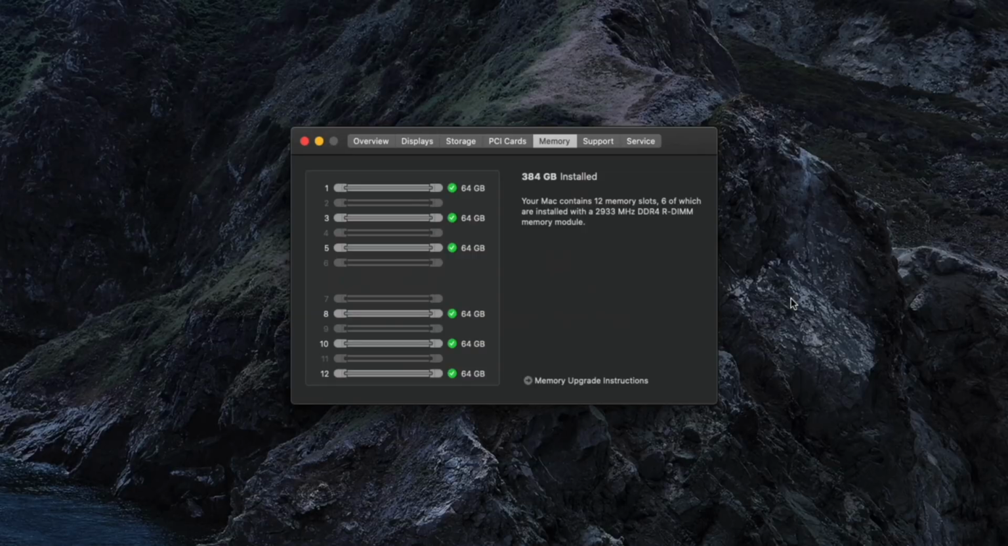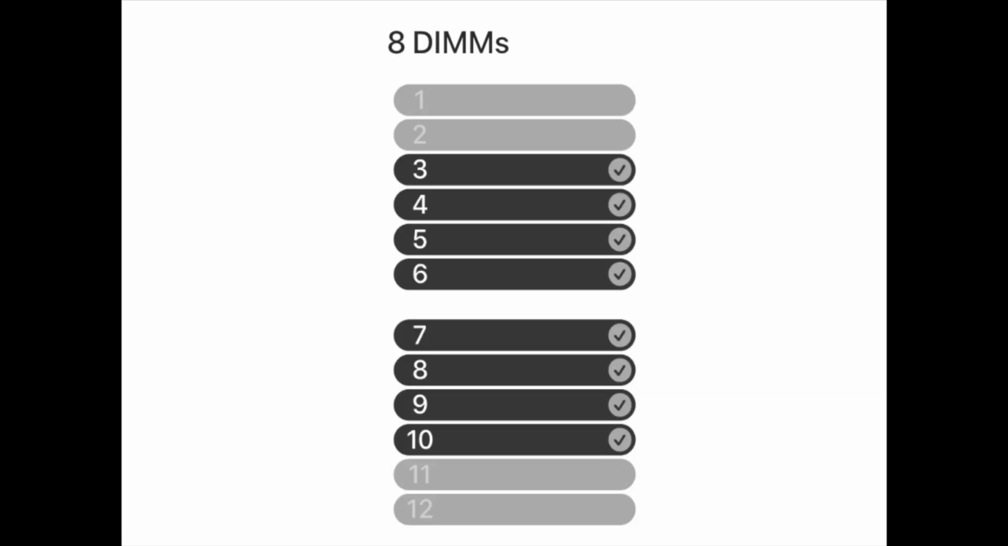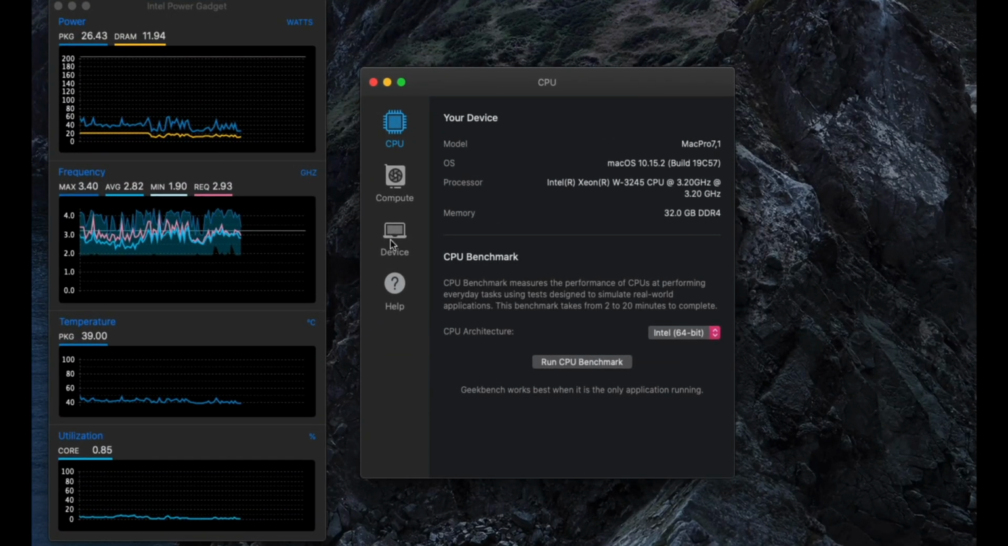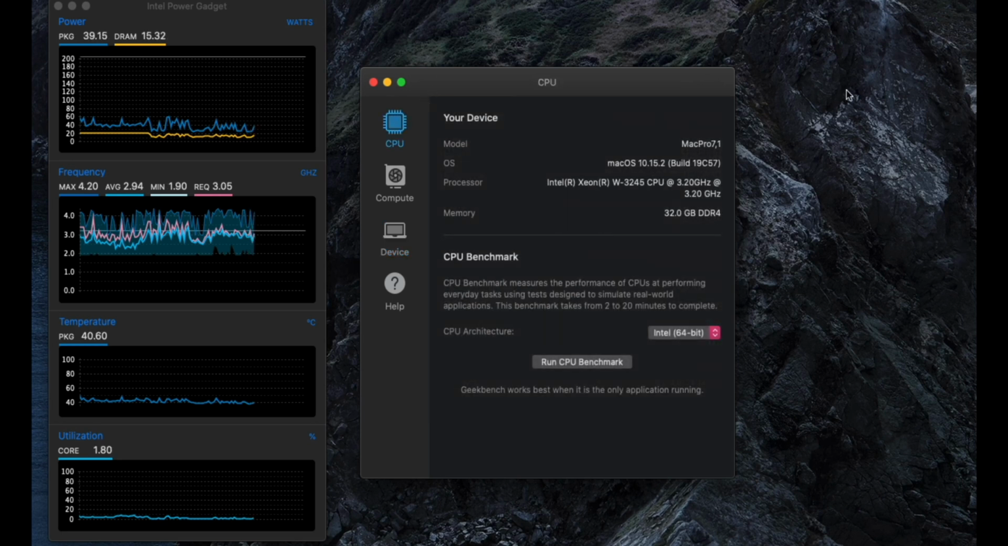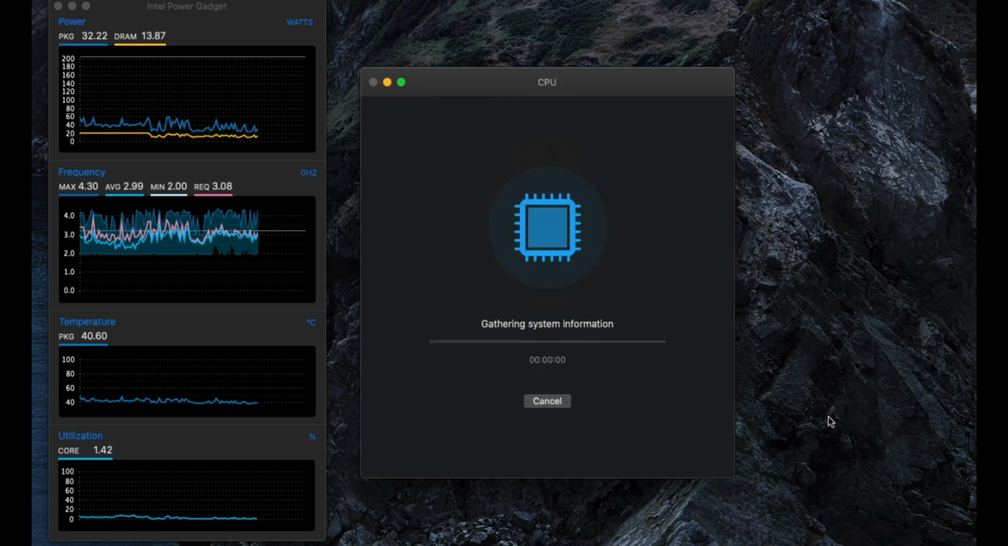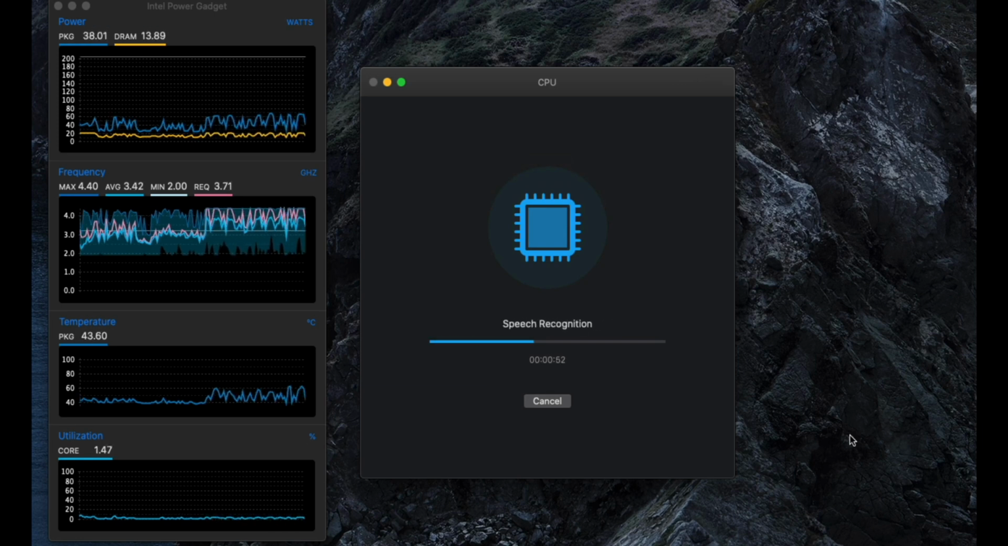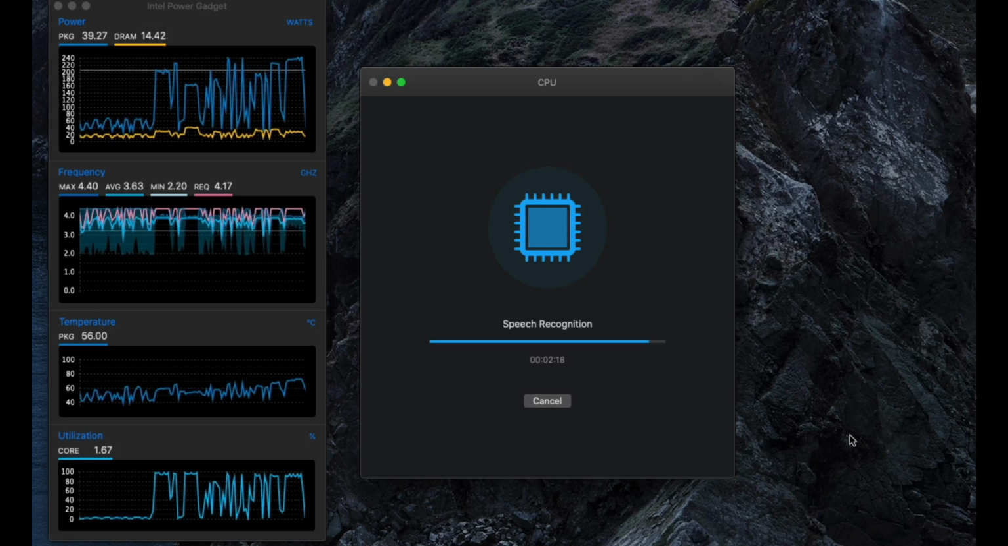So we just installed 384 gigs of RAM into our machine. If you wanted 512 gigs, you would configure them as per this diagram instead. As you can expect, the first test will be Geekbench 5. Here we're going with 32 gigs of RAM to form a baseline. We're going to run the CPU benchmark, wait about 2.5-3 minutes in this sped up video, and see what we get.